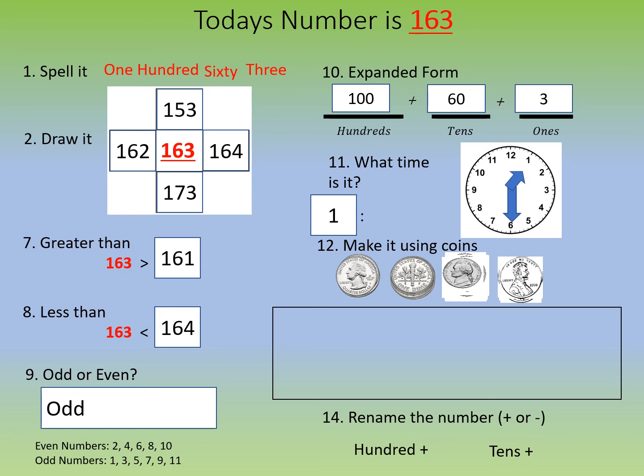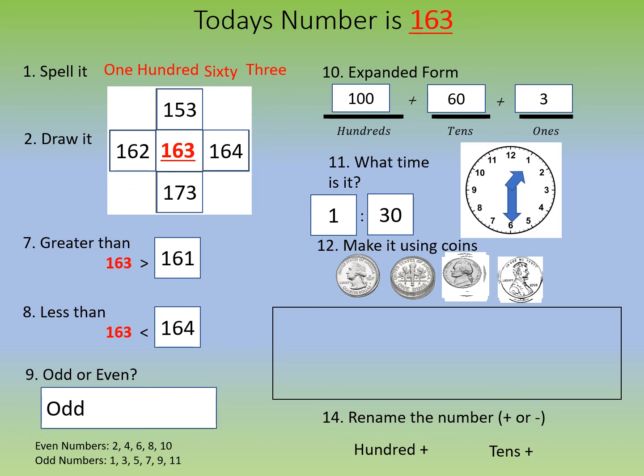What time is it? 1. You're not sure. Well, the little hand is pointed at the 1, so we know it's 1. But we could start skip counting by 5s to figure out where that big hand landed. 5, 10, 15, 20, 25, 30. So we skip counted from the 12 to the 6 and came up with 30. It's 1:30.